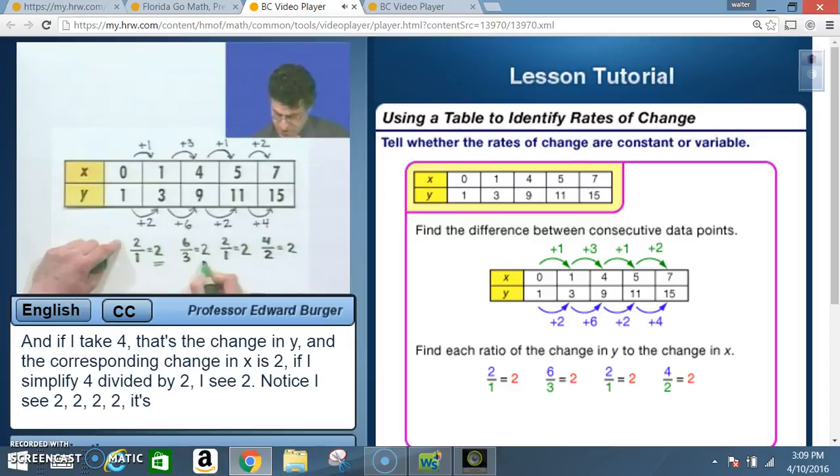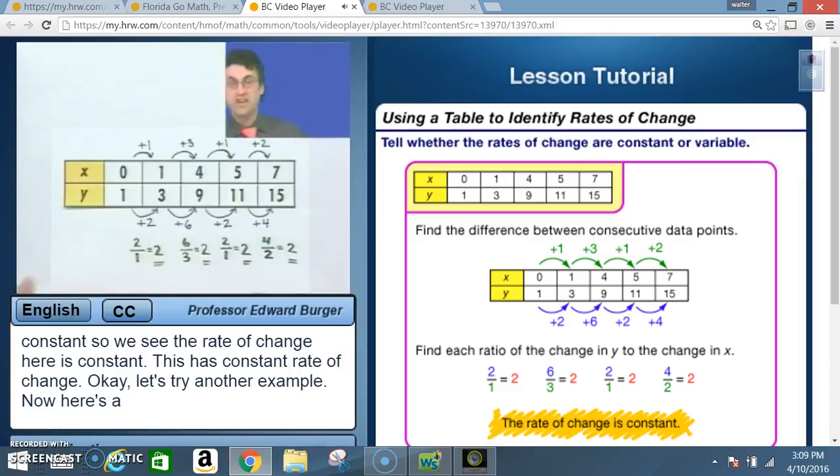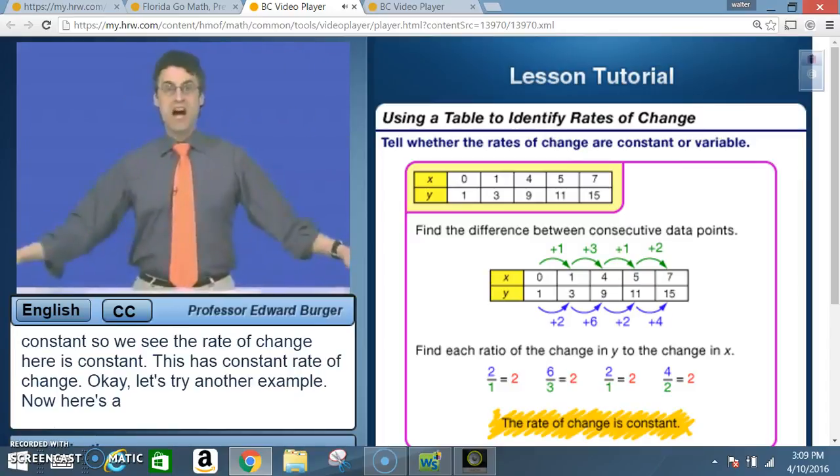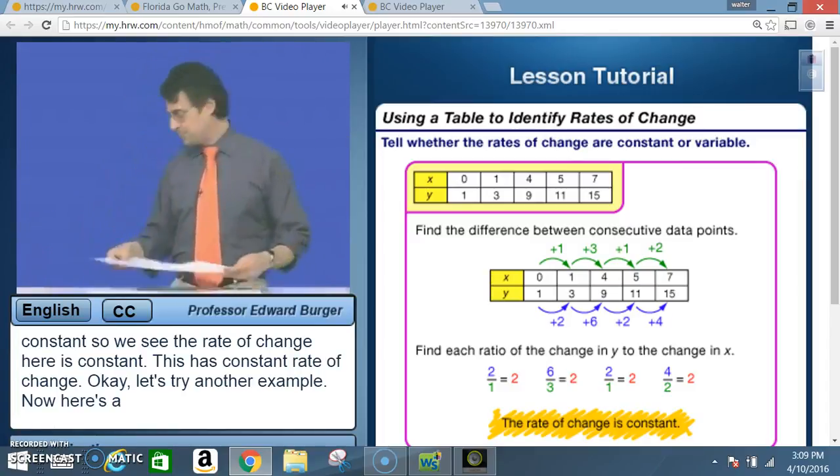Notice I see 2, 2, 2, 2. It's constant, so we see the rate of change here is constant. This has constant rate of change. Okay, let's try another example.